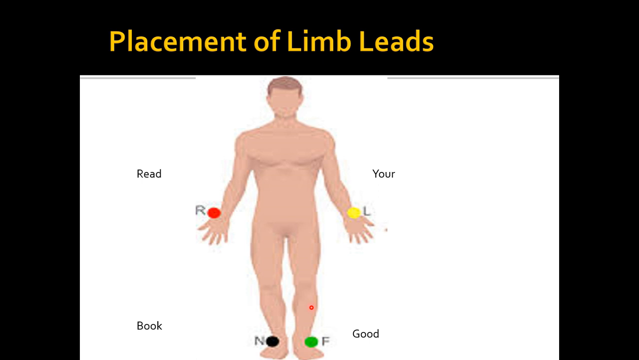So there is a very simple mnemonic: read your good book. A red electrode is applied on the right upper limb. The yellow electrode is applied on the left upper limb. The green electrode is applied on the left lower limb, and the black electrode is applied on the right lower limb. So this is how you are going to place the limb leads. This black electrode is the neutral electrode. It is used as the ground, while these are the active electrodes.